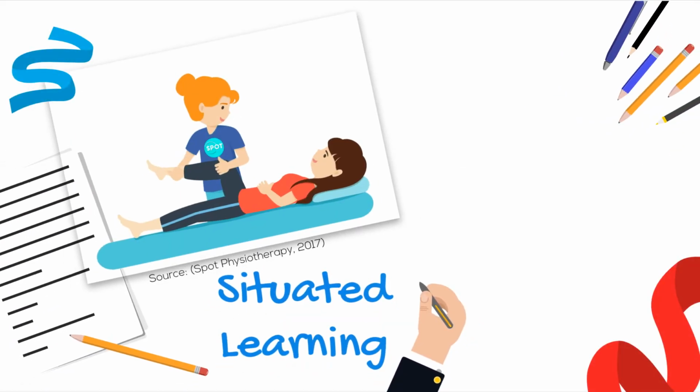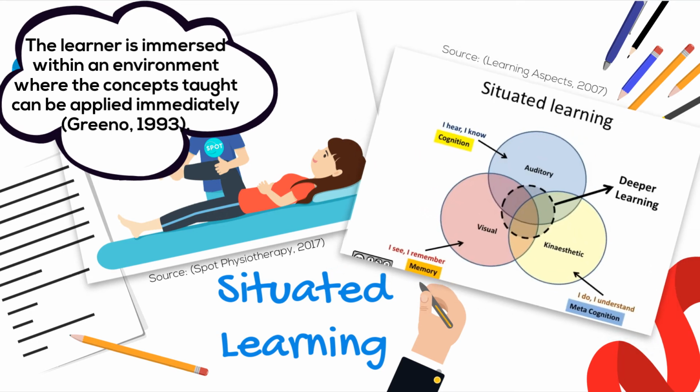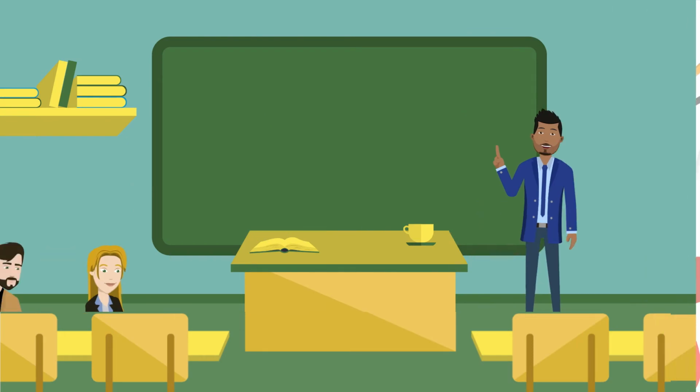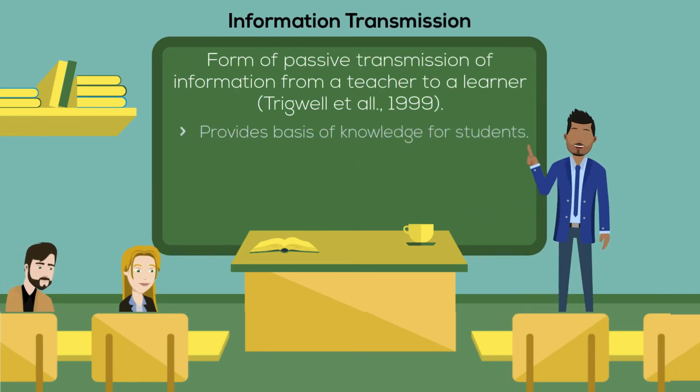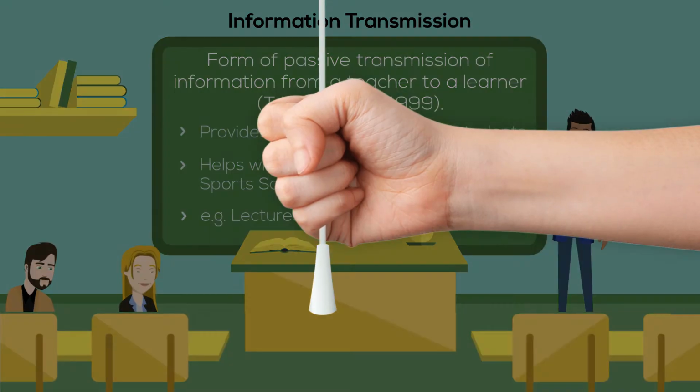Situated learning is an approach where the learner is immersed within an environment where the concepts taught can be applied immediately. It allows for a deeper understanding of the content. Information transmission is a form of passive transmission of information from a teacher to a learner. It provides a basis of knowledge for students, helps with the large content that is covered in sports science.